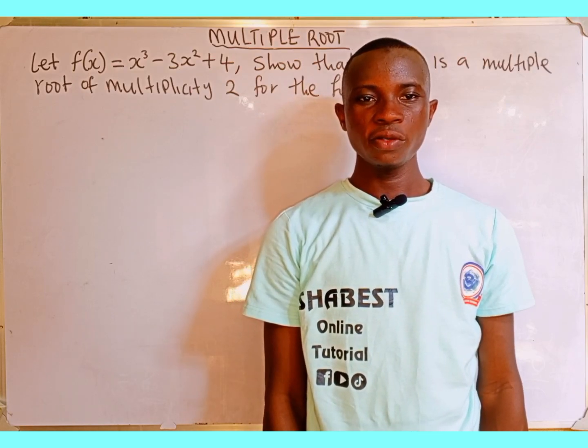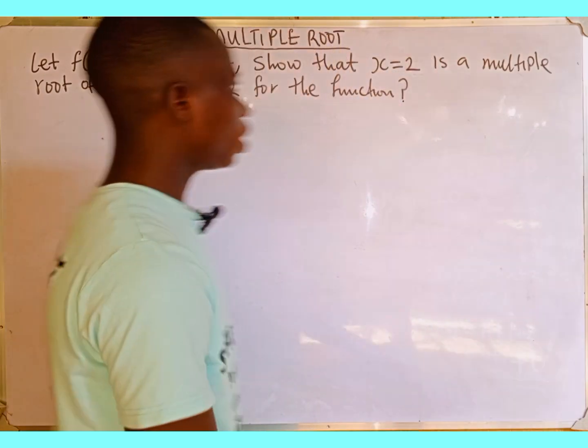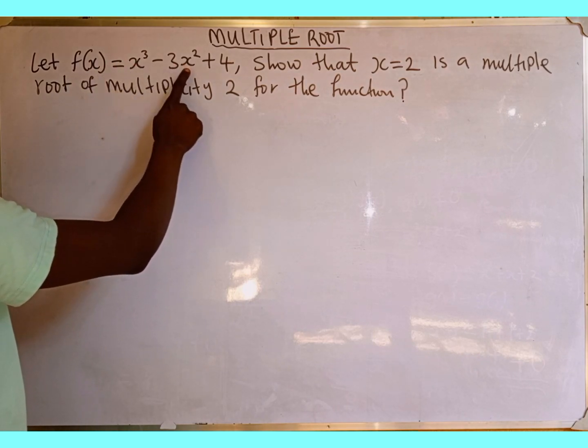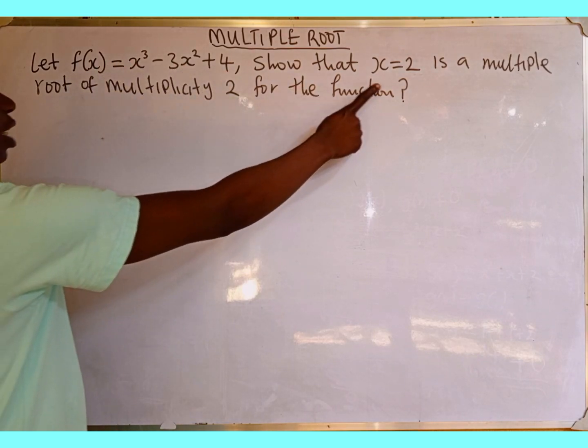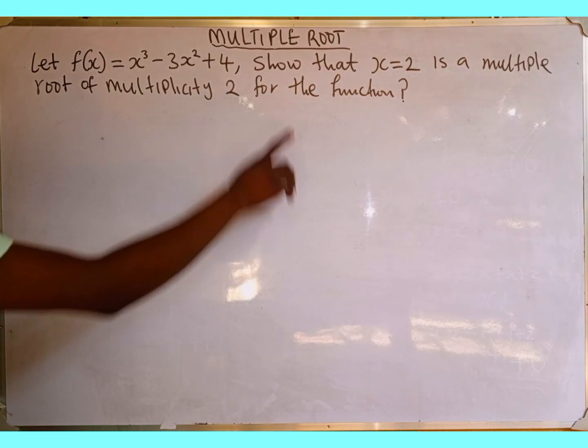In today's tutorial, we're going to learn how to provide a solution to this question on the board. The question reads: let f of x is equal to x cubed minus 3x squared plus 4. Show that x is equal to 2 is a multiple root of multiplicity 2 for the function.